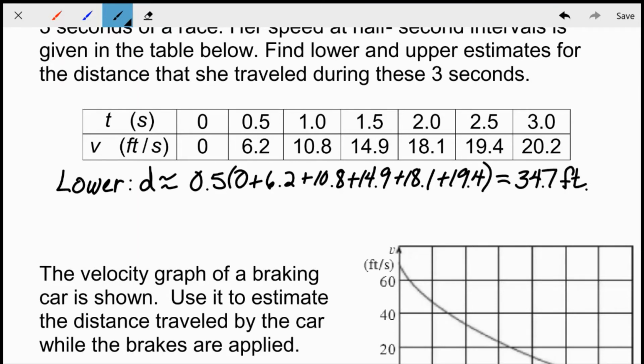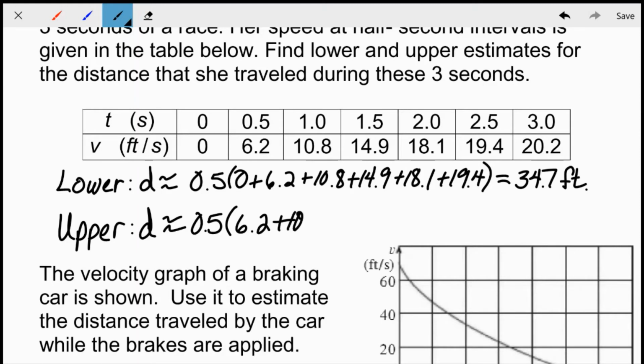Okay, they also asked us for an upper approximation. Well, for the upper approximation, it's going to be a similar setup. We know we're using a bunch of rectangles that have a base of 1/2. The difference now is for the heights, I'm going to use the right side of each subinterval. So instead of starting at 0, I'm going to start at 6.2, and then I'm going to use all these values to create my rectangles.